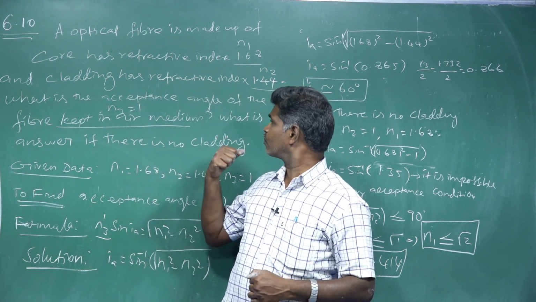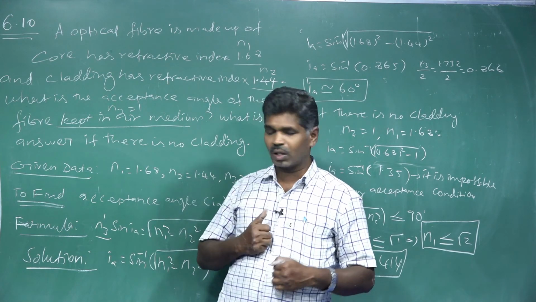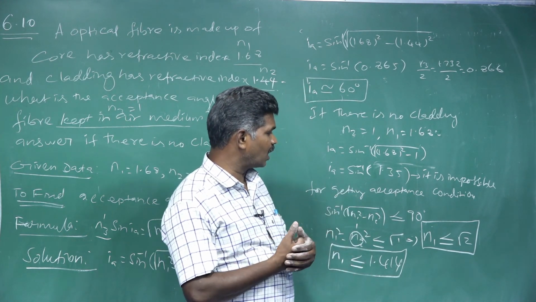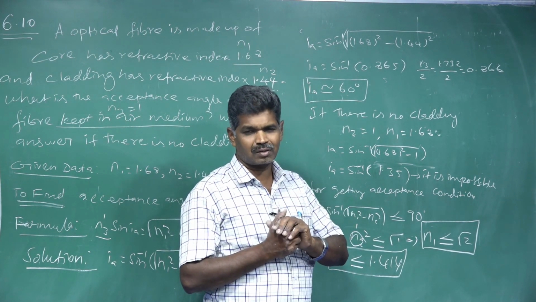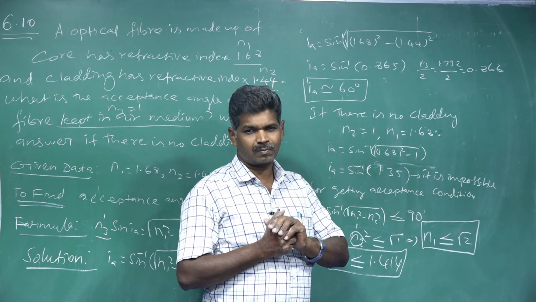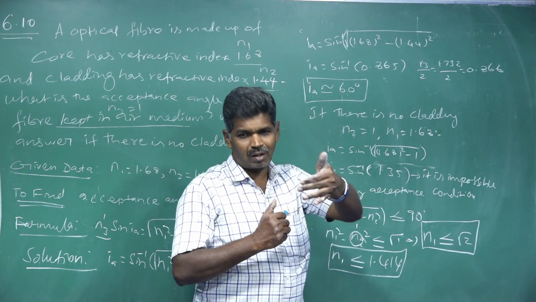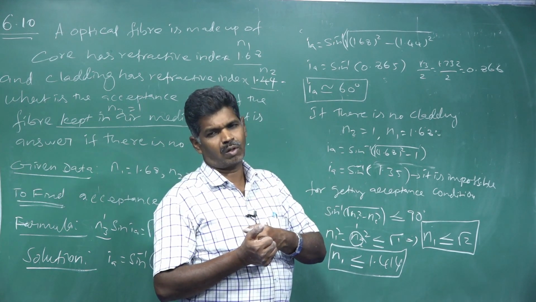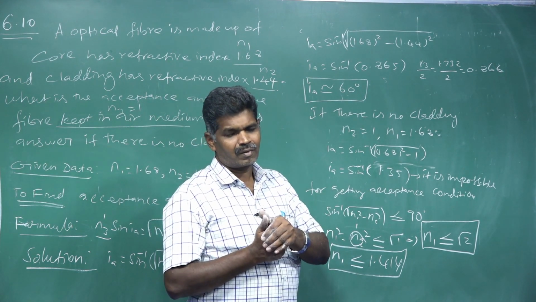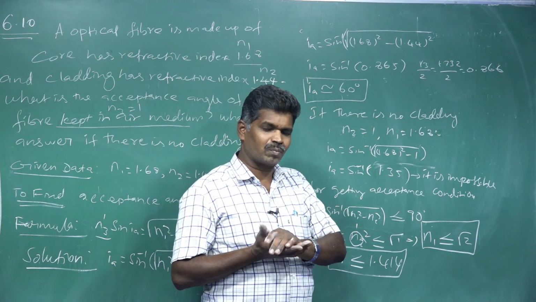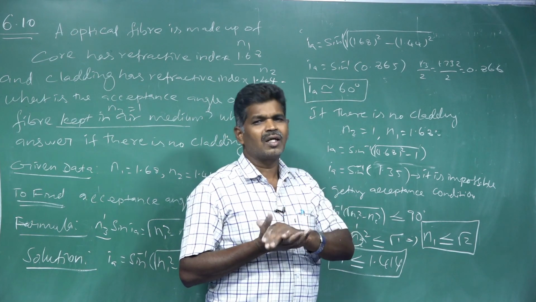What is the answer if there is no cladding? If there is no cladding, the core should have a refractive index with a maximum value of 1.414 or less than 1.414. Then only can the signal be transmitted from the transmission end to the receiving end.